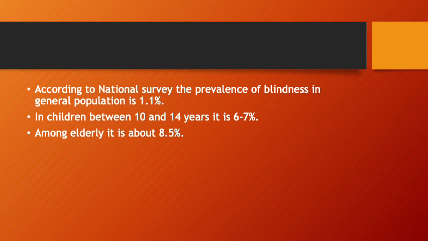According to the national survey, the prevalence of blindness in the general population is 1.1%. In children between 10 to 14 years, it is 6 to 7%, and among the elderly, 60 years and above, it is about 8.5%.